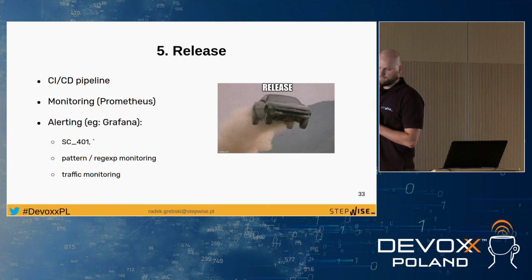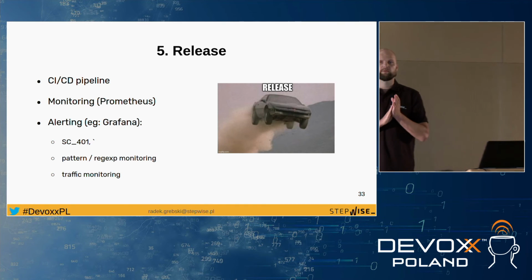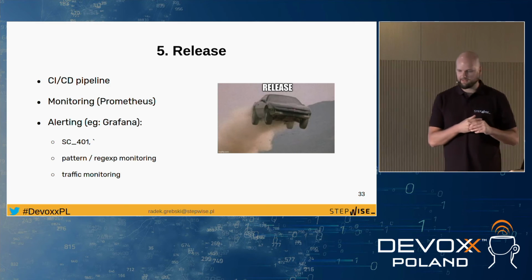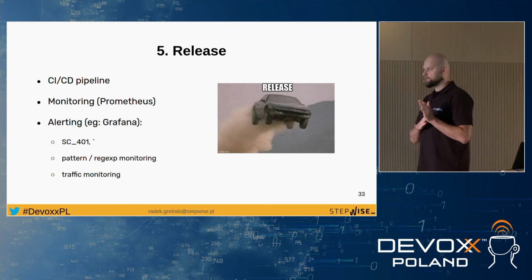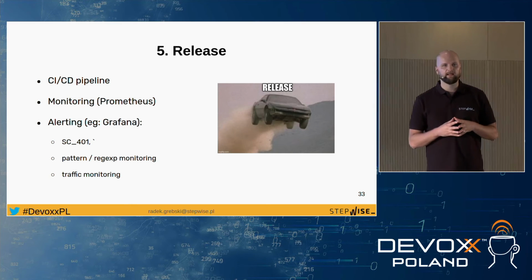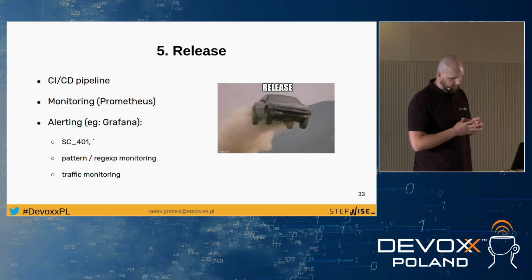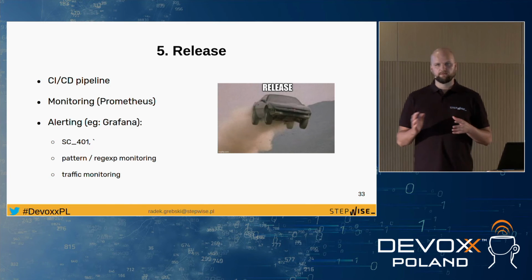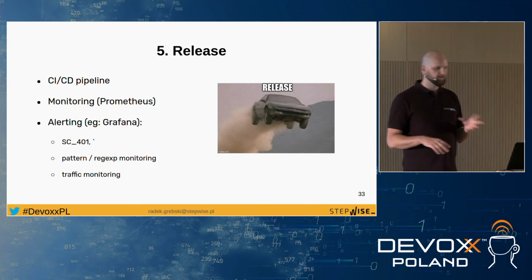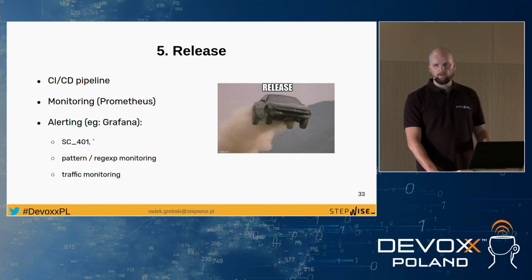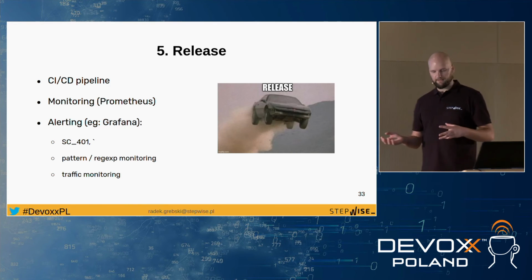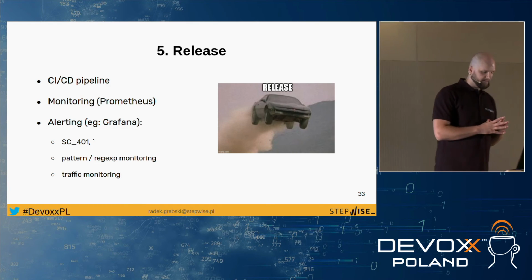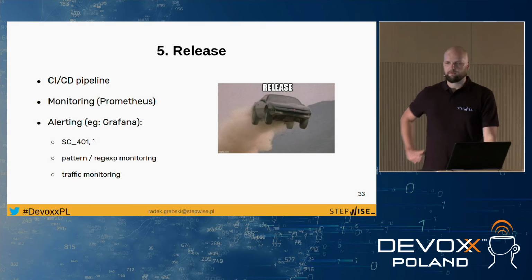Okay, so at the last stage we have release, which should of course be done by CI/CD. We don't want to move artifacts manually and deploy them somewhere. We should think of monitoring and alerting for our application. We should think about what events trigger our alerts or notify us that something wrong has happened. For example, we can monitor status codes, or we can monitor some other patterns or regex that let us know that something's wrong with our application.